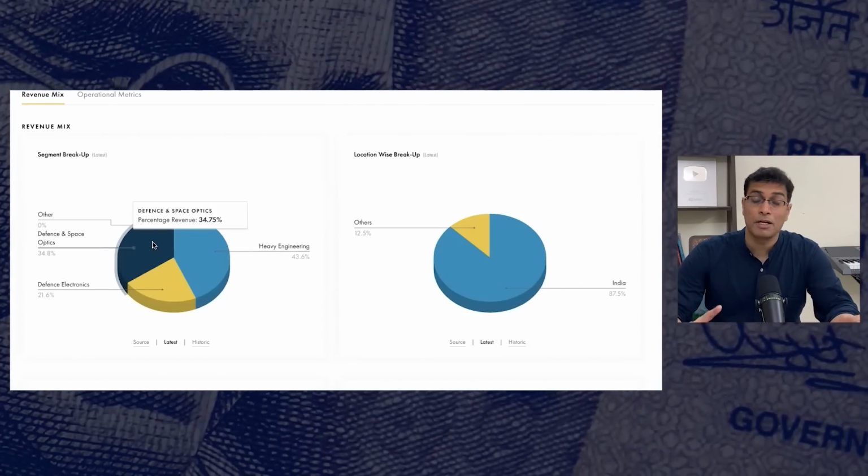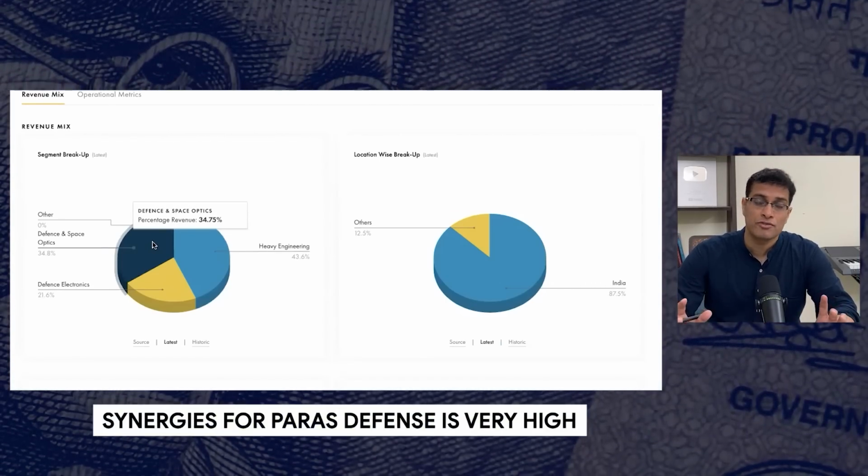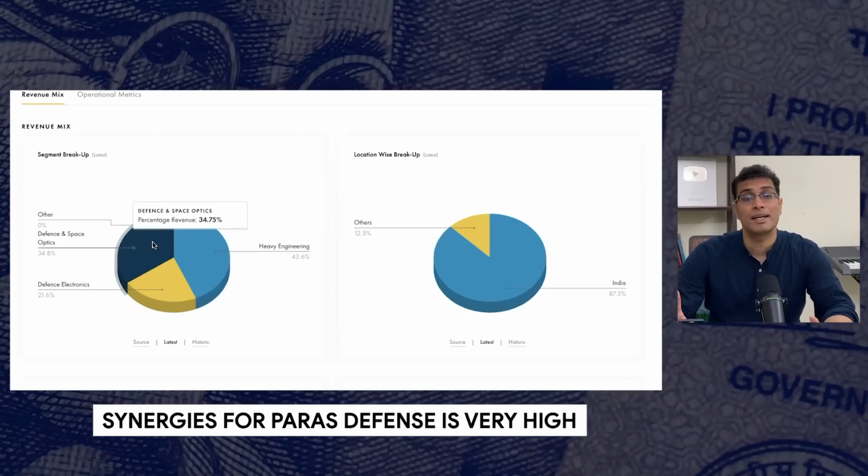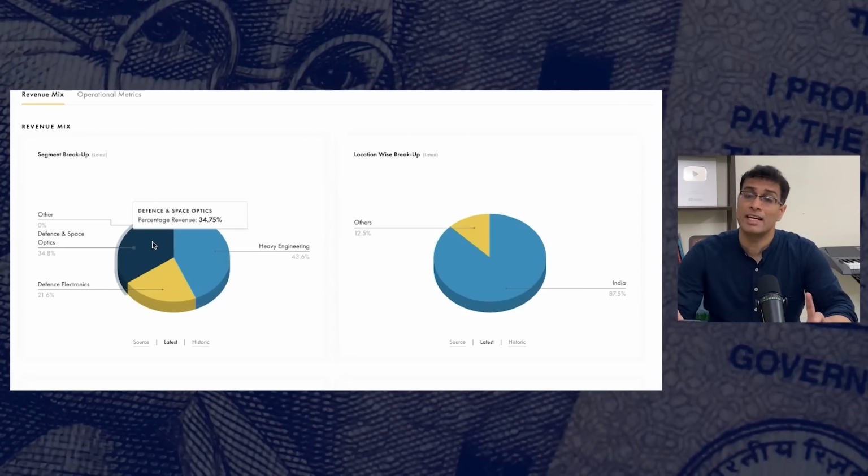This is the negative part, but the positive part is that the synergies for something like Paras Defense are very high when it comes to drone-based manufacturing and designing drone-based systems. Because they are already into heavy manufacturing and optic space, they already have a bunch of government contracts. So it might be easier for them to win contracts when they actually start amping up their drone-based vertical.